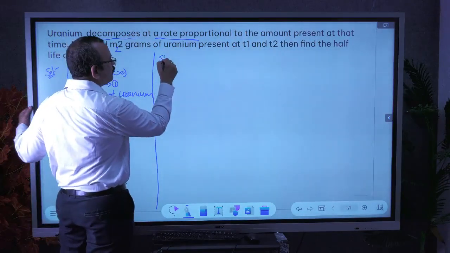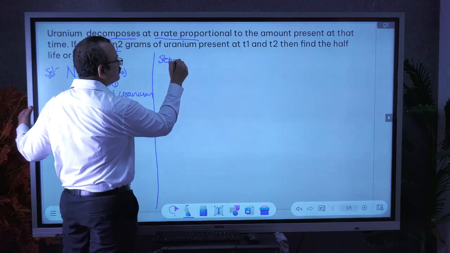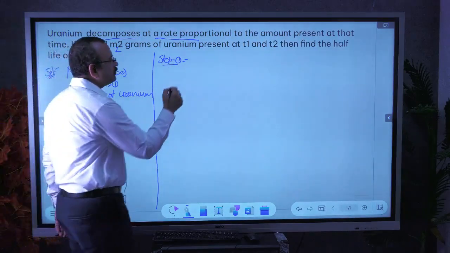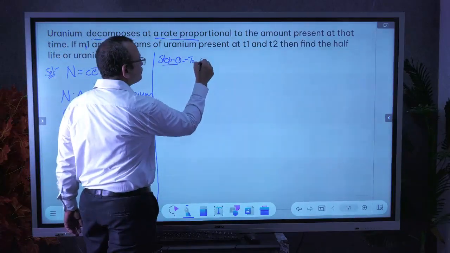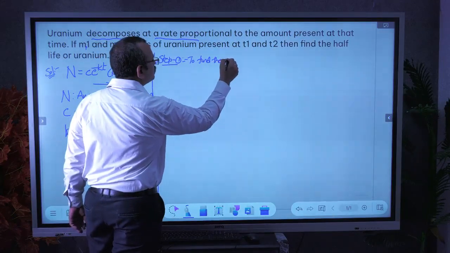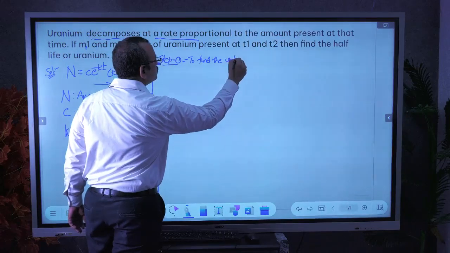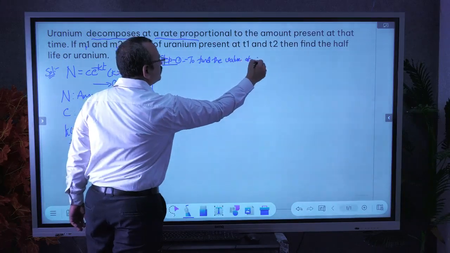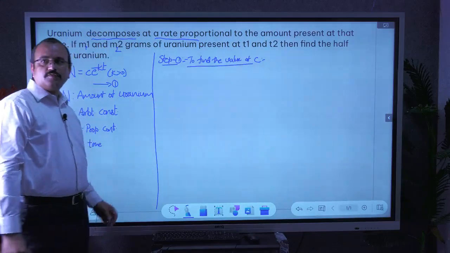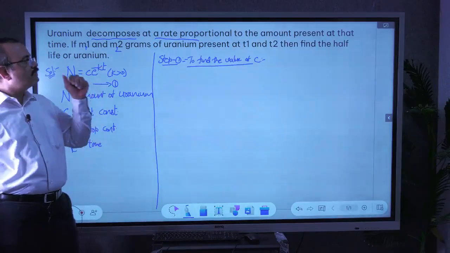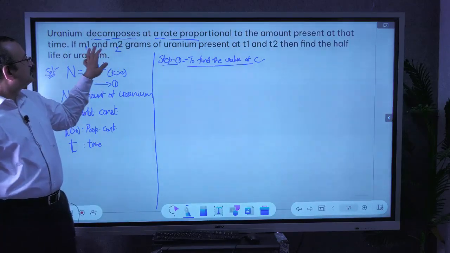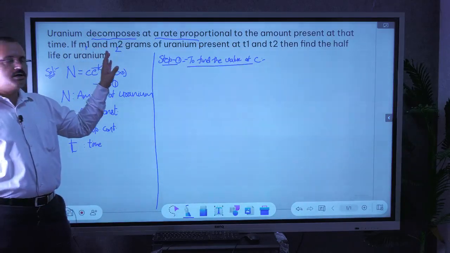So as usual, in step 1 we will calculate the arbitrary constant, to find the value of C. To find the value of the arbitrary constant we have to take the initial condition. But here the initial amount of uranium is not mentioned. Only at T1 and T2 how much uranium we have is mentioned.